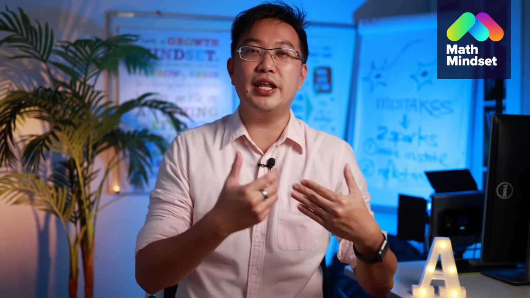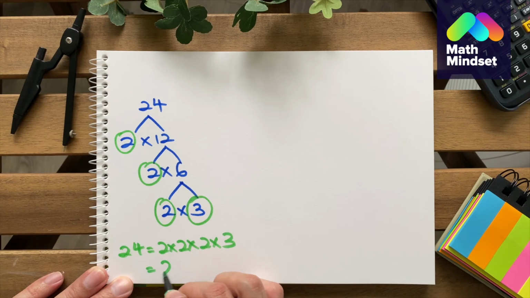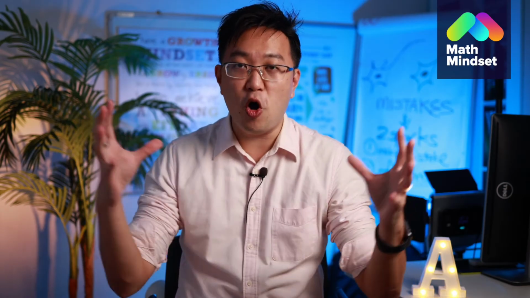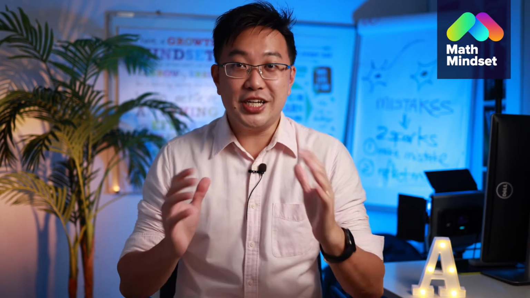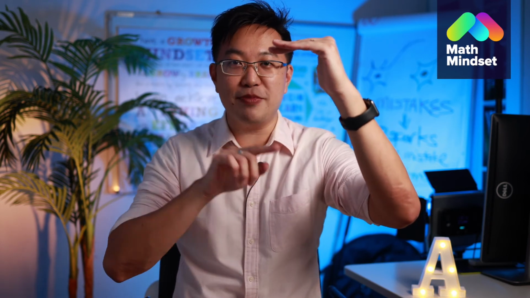We can write it in index notation form, which looks like this. 2 cubed times 3. Basically, in index notation, we're trying to group all the same numbers together and the numbers will have a power. Alternatively, we can do prime factorization for the number 24 by using the repeated division method.